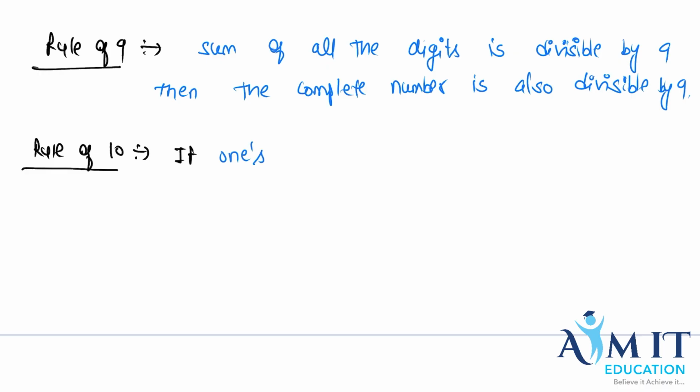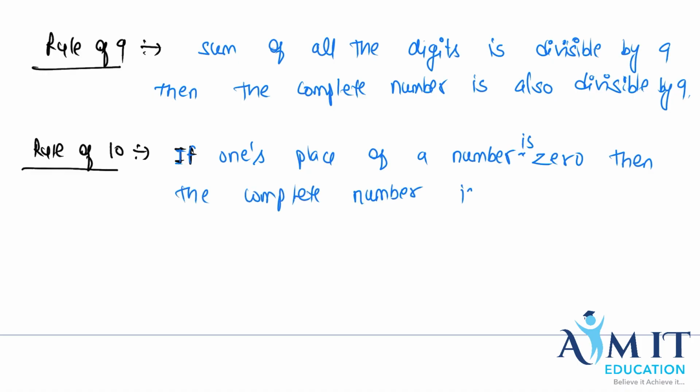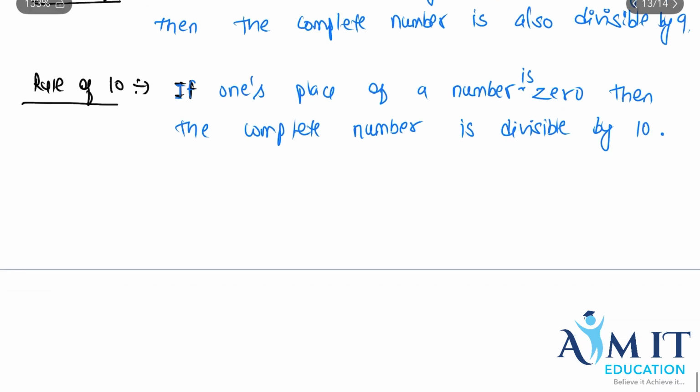If ones place of a number is 0, or we can say the last digit of a number is 0, then the complete number is divisible by 10. Okay, so this is the rule of 10.